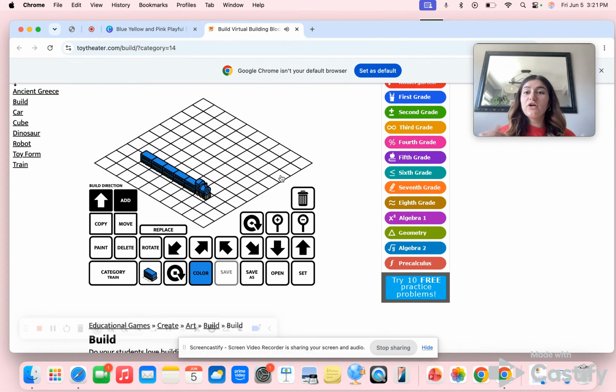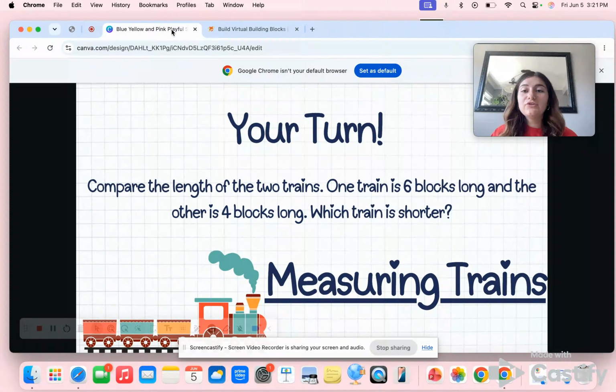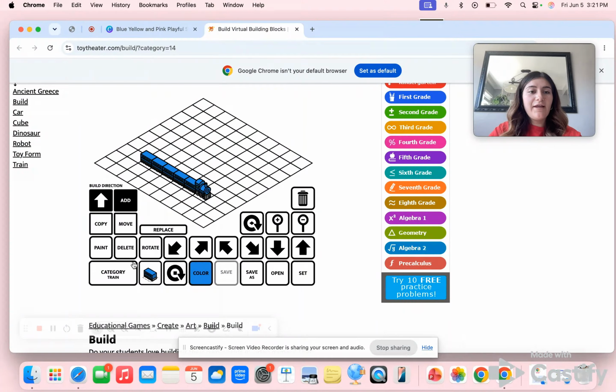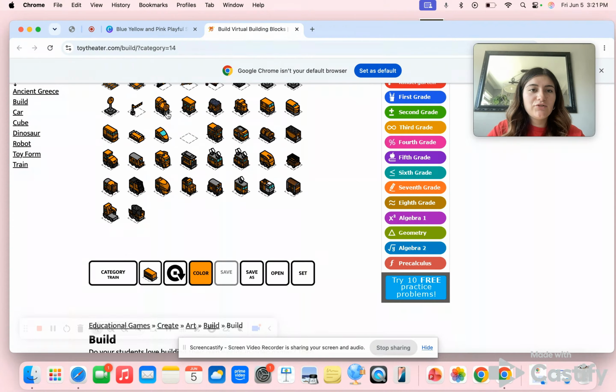So there is our first 6 blocks train. Now, if we go back to our problem, it says the other train is 4 blocks long. So now we're going to make our next train 4 blocks long. And let's change the color so we know which one's which.